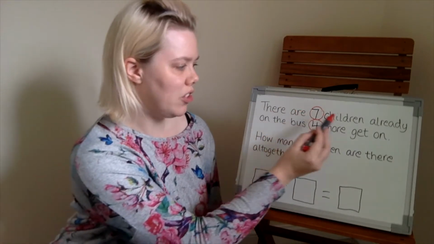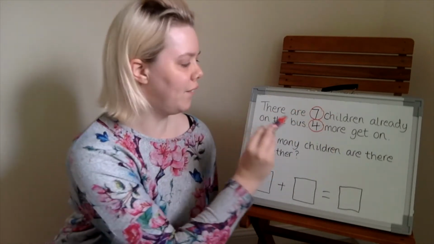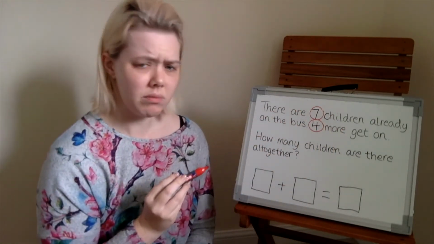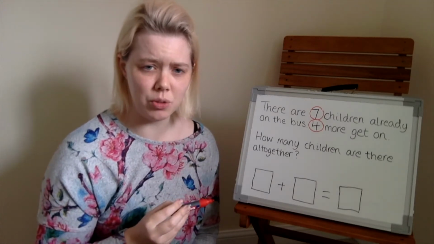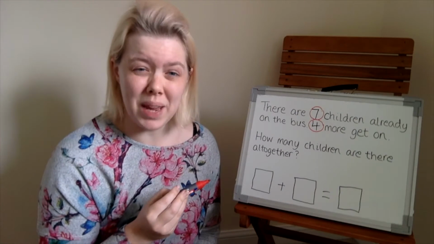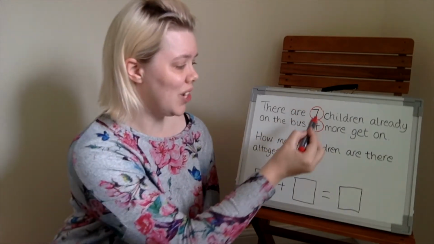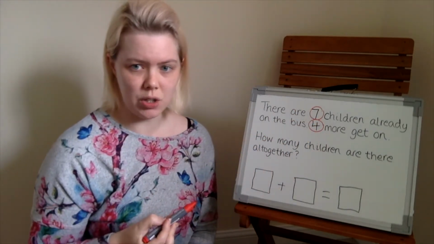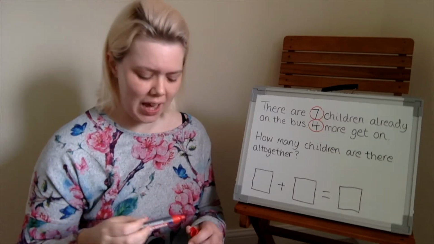So there are 7 children already on the bus and 4 more get on. So when I work this problem out, I'm going to start with this first number because it's the biggest number, and then I'm going to add on the second number because we are adding them together.